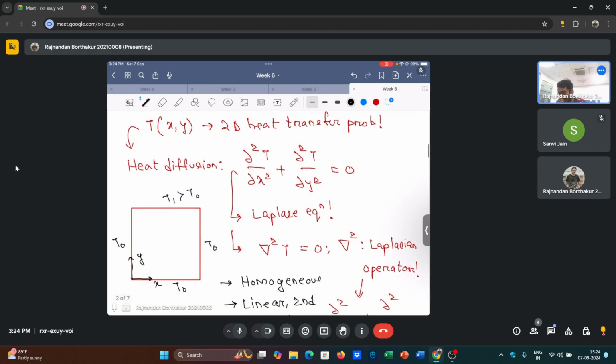I hope it is clear what a Laplace equation is. The method of separation of variables is one of the techniques of solving a Laplace equation, provided you have a homogeneous, linear governing equation, which we have, and in one of the directions your boundary conditions need to be homogeneous. If that is satisfied, it is the perfect recipe for solving a PDE using the method of separation of variables.